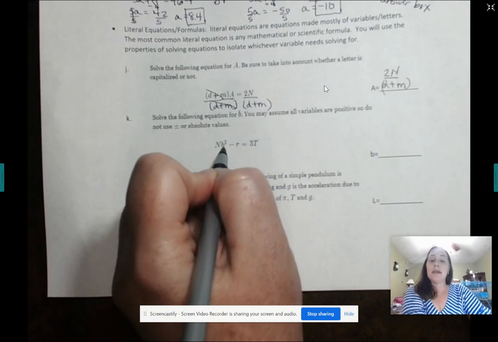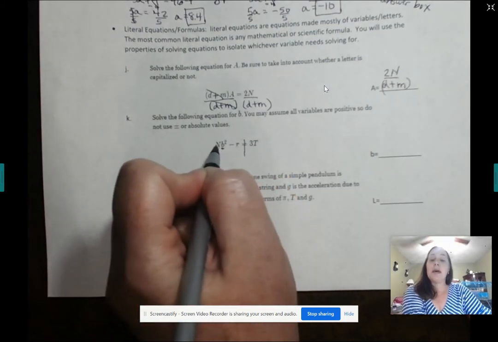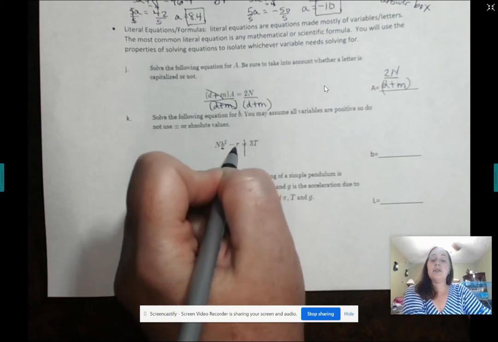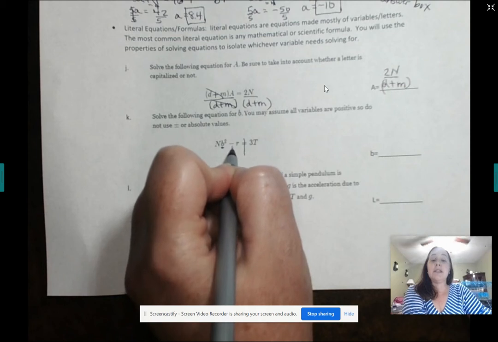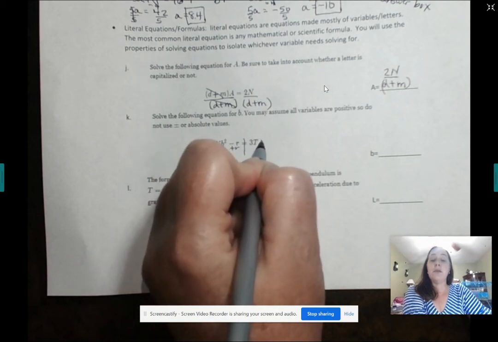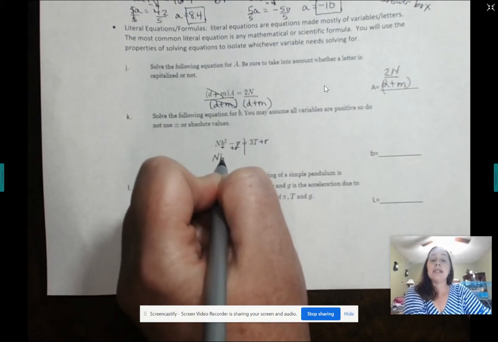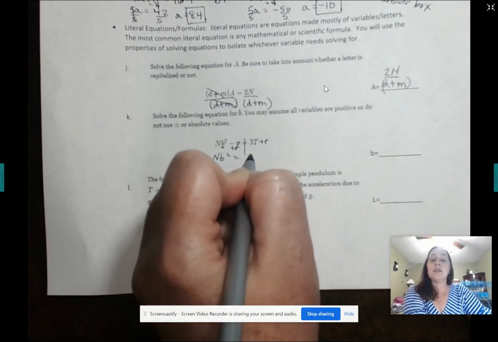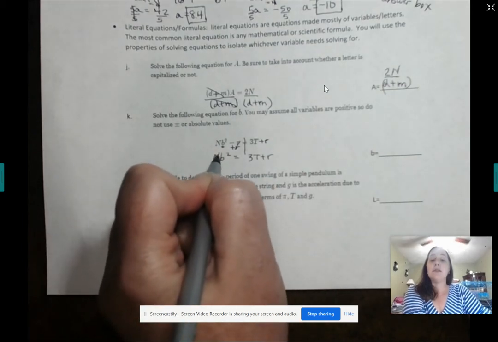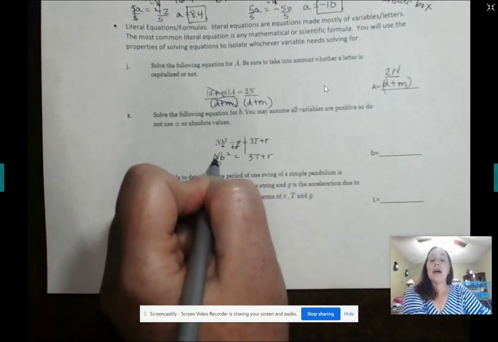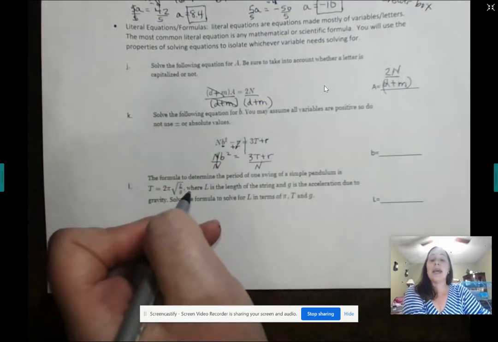So look at where B is. B has a lot of things around it. So think about it. It's being multiplied to N, and it also has subtraction after it. So normally when we have numbers, we would get rid of this subtraction first. And so we will still do that even though these are variables. So now I have capital N times B squared equals 3T plus R. I need to get rid of this multiplication of the N. I'll do that by dividing, and I'm dividing both sides by N.